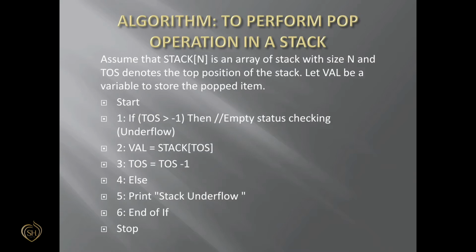Then the algorithm for the pop operation is similar. If tos is greater than -1. Why are we checking that tos is greater than -1? Because we are checking whether there is an element or not. If there is no element, the tos value will be -1. Then val = stack[tos], tos = tos - 1. We have removed one element and the tos value is decremented. Otherwise, stack underflow.